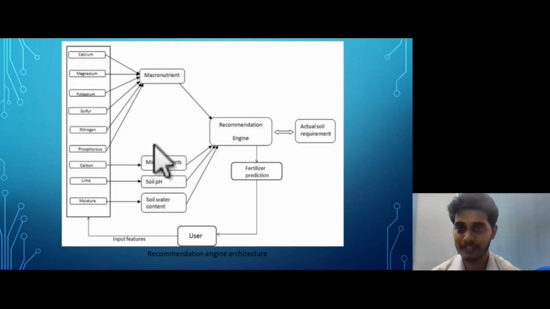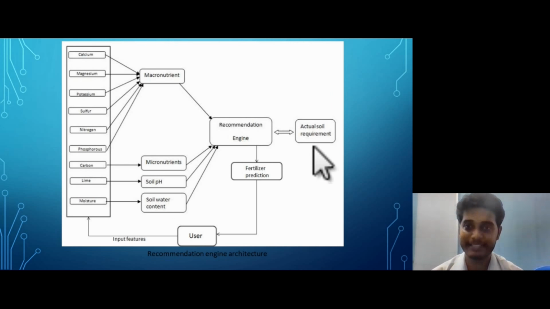Now, all these subdivisions, these normalized values of the input, are sent to the prediction model, which is actually the recommendation engine. And this recommendation engine will give the output, which is the fertilizer that is predicted. Now, the recommendation engine is very similar to a consultant, and the output will be based on the actual soil requirement.